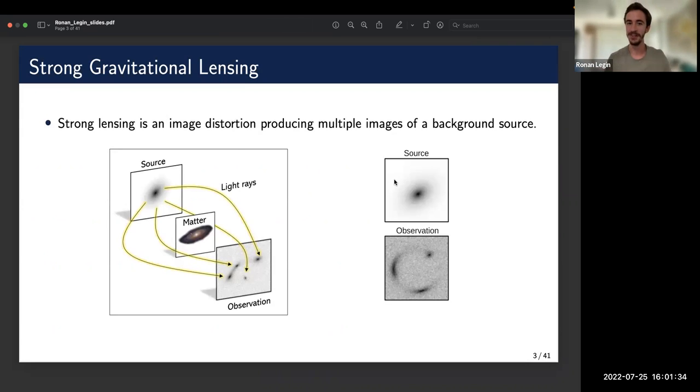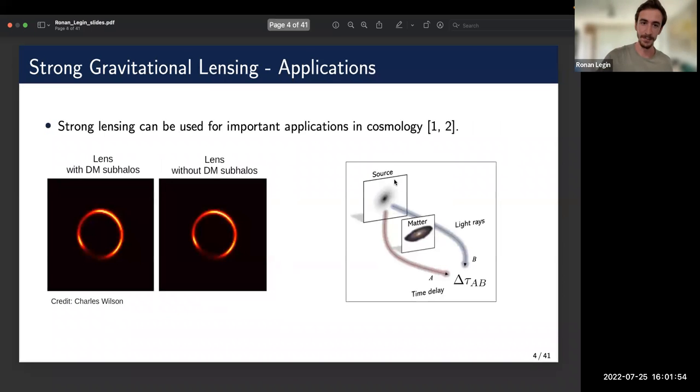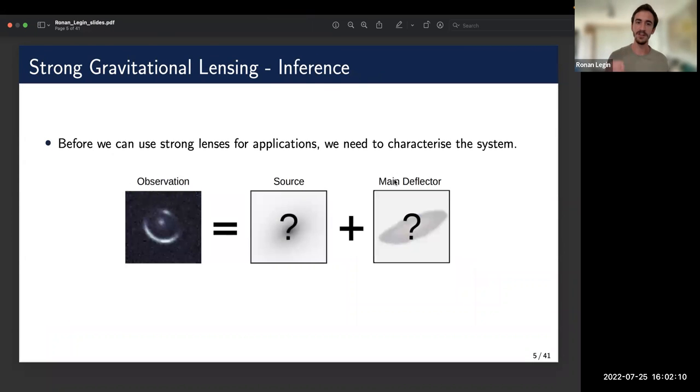So I'm assuming by now you probably know very well what strong lensing is. It's basically this gravitational distortion of the light from a background source that causes multiple images of this background source. And so you also know how strong lensing can be used for important applications in cosmology. For example, we can use them to learn more about the distribution of dark matter in the foreground galaxy. And we can also use them to obtain estimates of the expansion rate of the universe through what is called time delay cosmography.